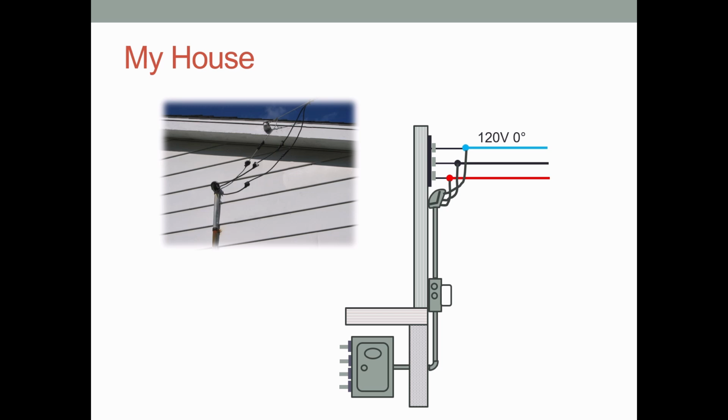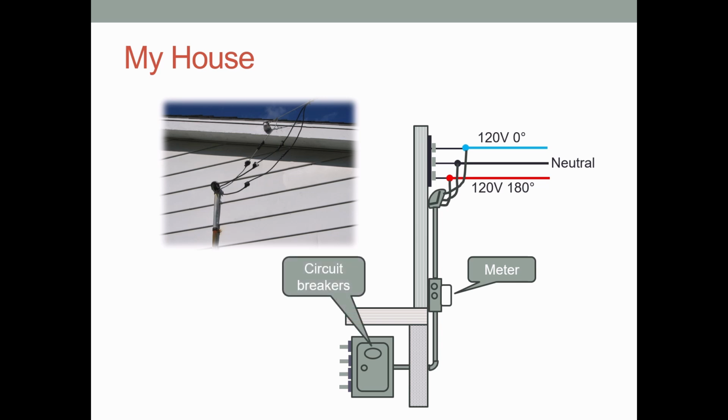The gray neutral wire has no voltage and is a path back to the power company used to complete electrical circuits. The red wire is also hot and carries 120 volts generated 180 degrees out of phase with the blue wire. All three wires are gathered into a pipe and connected to the main house wires through the electrical meter. In my house, the electrical distribution panel is in the basement. These are the various plugs, light fixtures, and appliance circuits that are connected via circuit breakers or fuses.